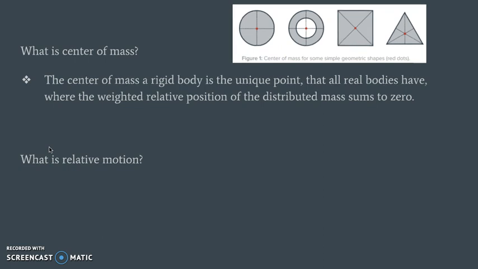The center of mass of a rigid body is a position on a rigid body where the weight is evenly distributed in all directions. You can consider the center of mass as a point where the mass of the body is concentrated. Now, what's relative motion?